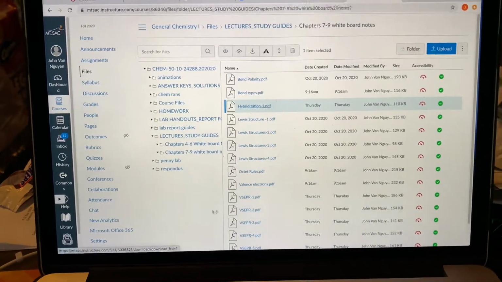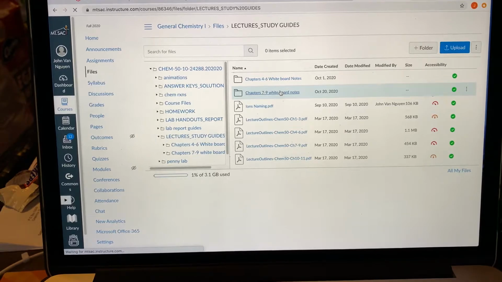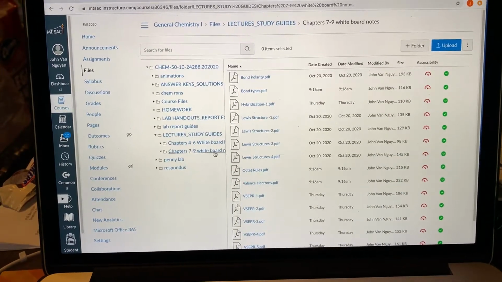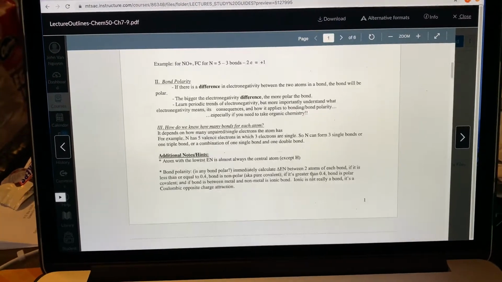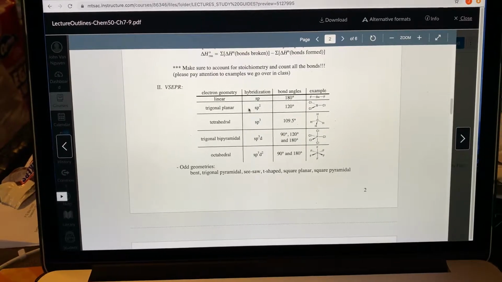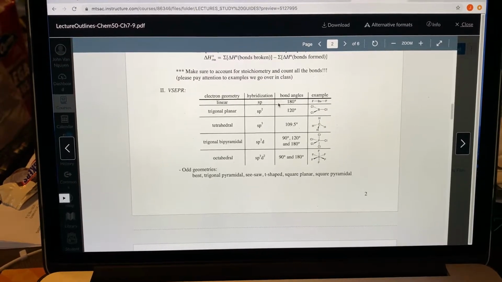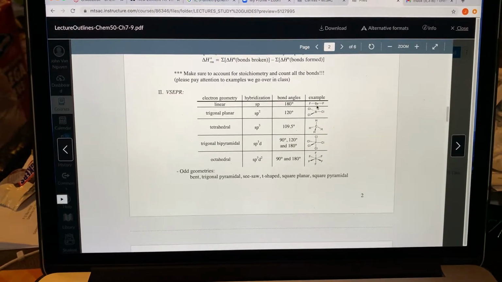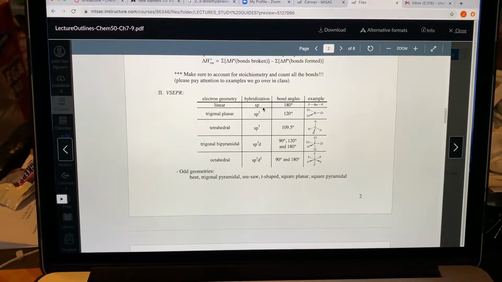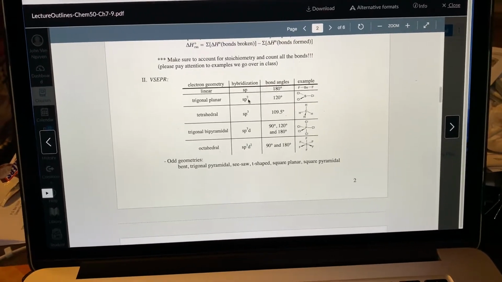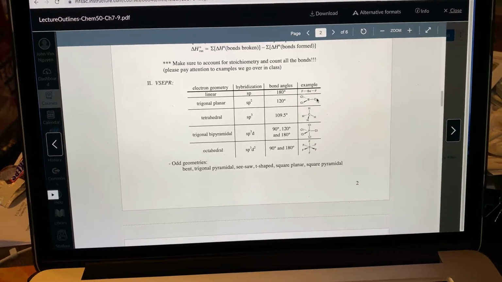Okay, for example, let me show you guys the lecture study guide right here. If you have sp, the very first one, linear, sp, 180 degrees. So you have only two bonds. You're looking at beryllium. Beryllium has one bond on the left, one bond on the right. So that's sp. That's only two orbitals. sp2, that's three because that's s and p and p. So you got three orbitals. So you can tell how many bonds.